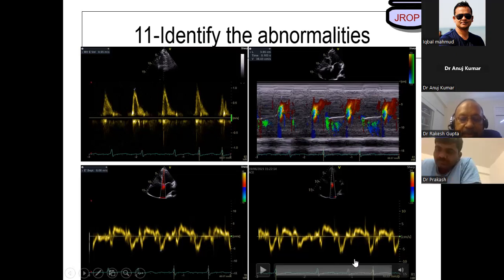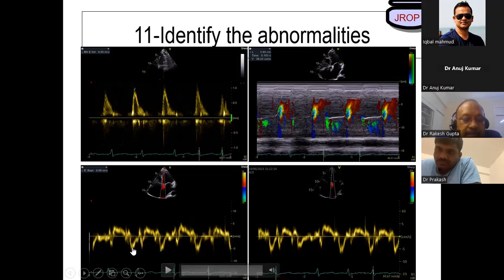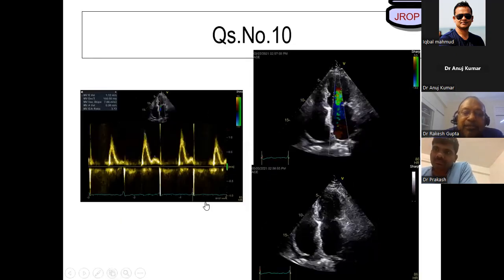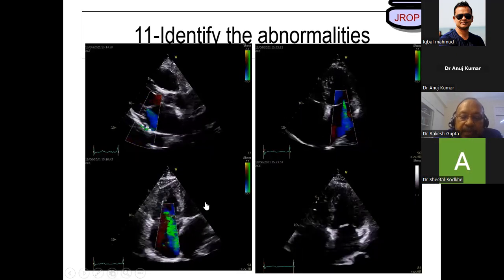Sir, what is the wave after E? There is a narrow thing after E in the Doppler third picture. What is this? Yes, sir, this is the isovolumic contraction wave. So this is a classical picture of atrial fibrillation.